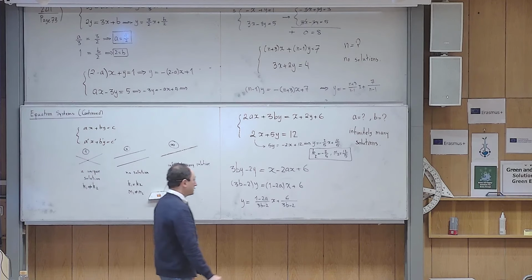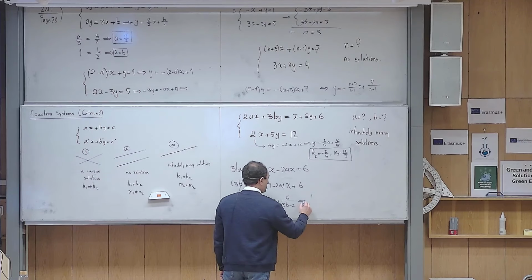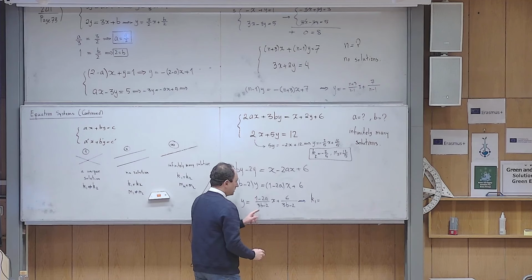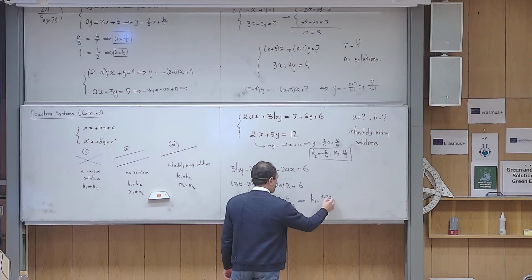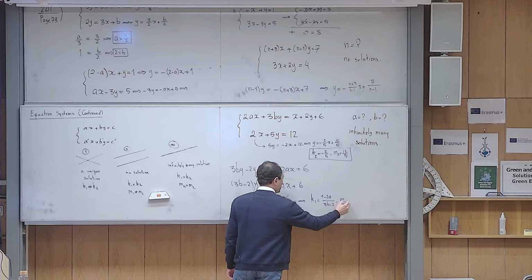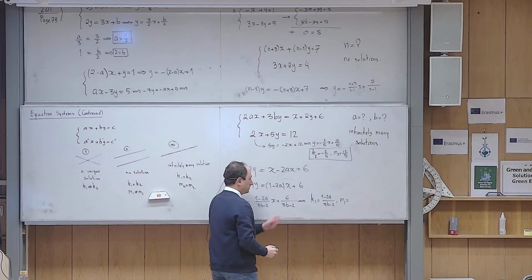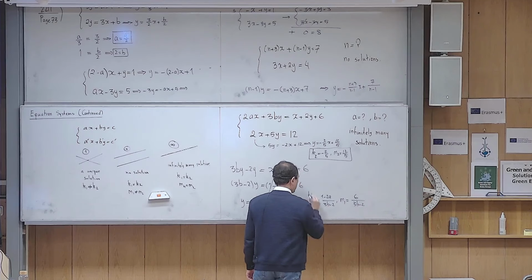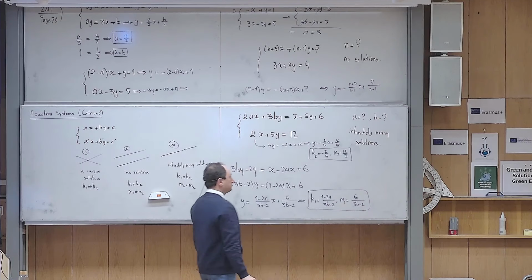So what is the first k? K1, what is that? The coefficient of x. It's 1 minus 2a over 3b minus 2. And what is the m value? The m value is this number, which is 6 over 3b minus 2. Yes?